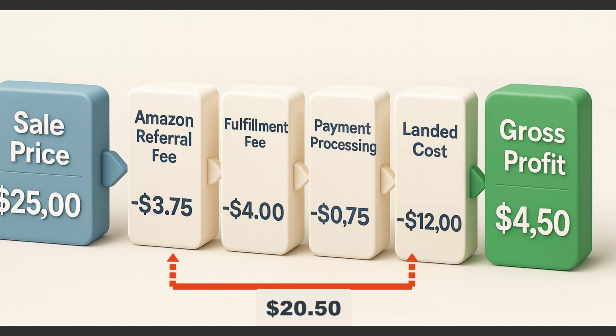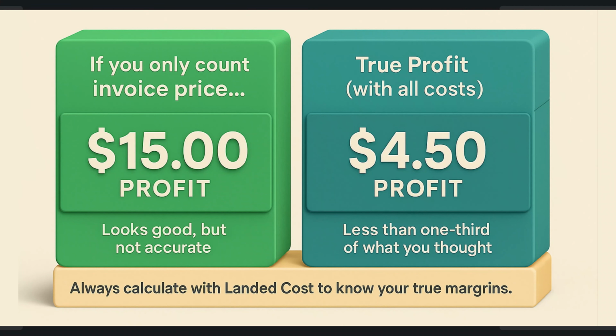Now, here's the important part. If you had only counted the supplier invoice of $10, you would have thought you were making $15 profit. In reality, you're making less than a third of that. This example shows why accurate cost of goods sold is so critical in e-commerce. It tells you the truth about your margins, so you can price properly and build a sustainable business.